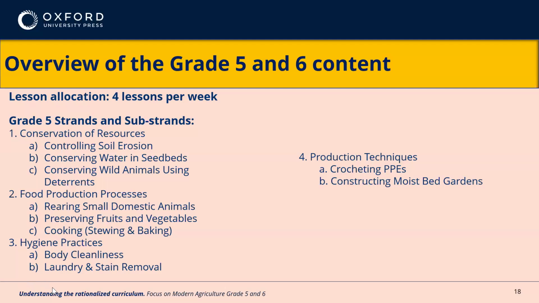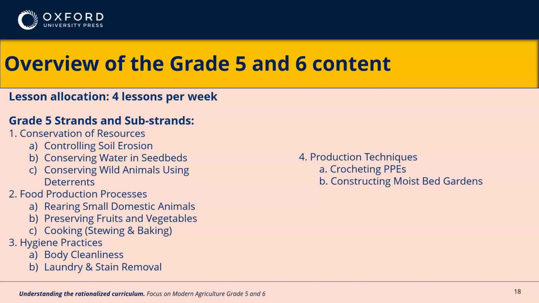Then the next strand normally talks about food production processes. And then the third one talks about rearing small domestic animals, preserving food, cooking, methods of cooking, like stewing and baking. And then the next one talks about hygiene practices. In this case, for grade 5, we have body cleanliness, laundry, and stain removal. And then the last strand is production techniques. In grade 5, we have crocheting PPEs and construction of moist bed gardens.